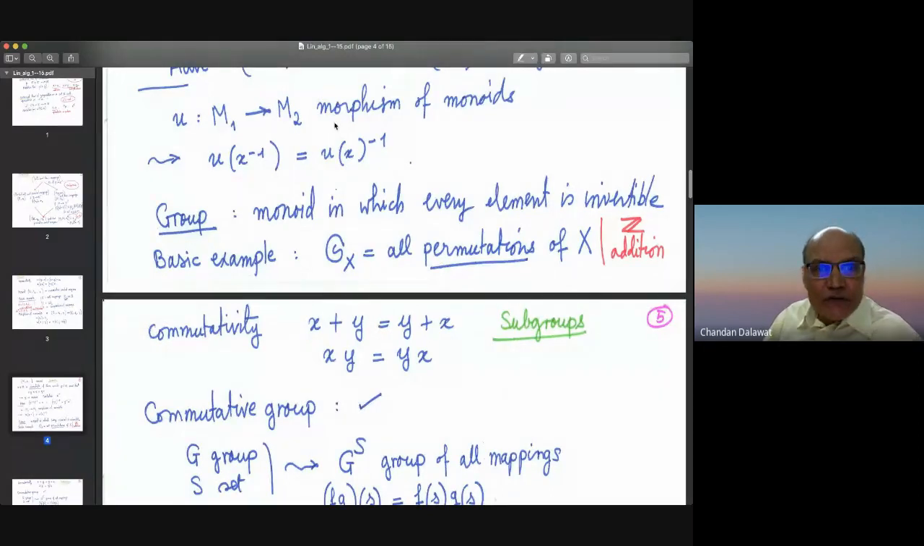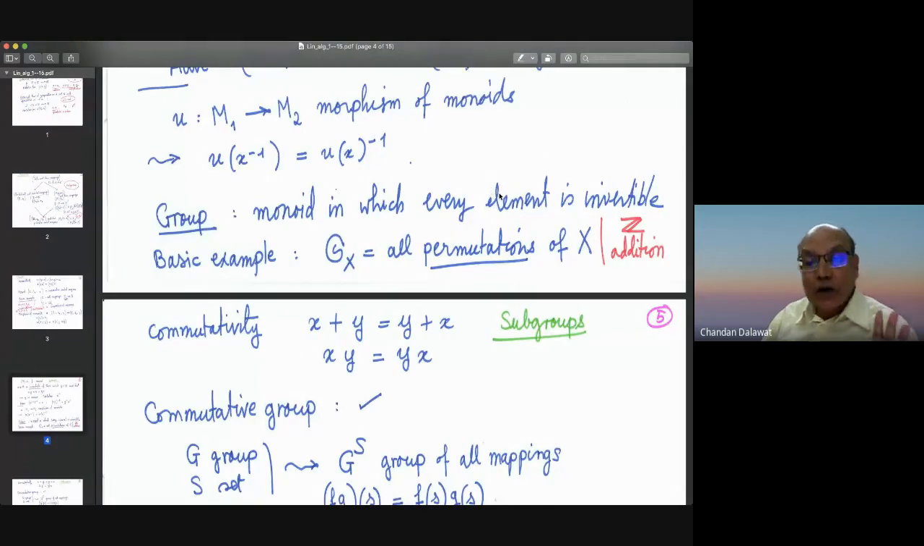So if you have a morphism of arbitrary monoids, it will take an invertible element to an invertible element. And the image of the inverse of X is actually the inverse of the image of X.